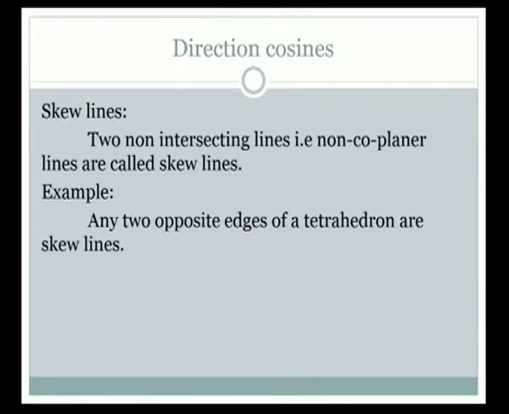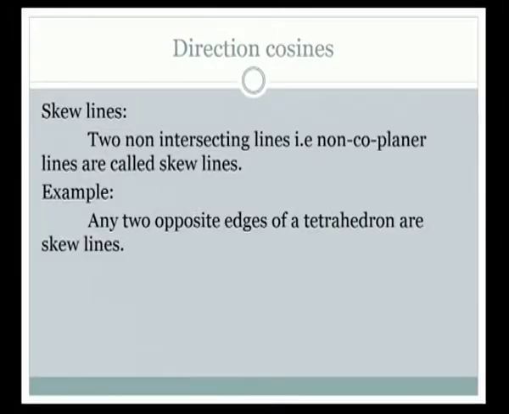Direction cosines. To understand the concept of direction cosines, we need to understand some important terms in the analytical geometry. Skew lines. The first term is skew lines. Two non-intersecting lines are called skew lines. Those two non-intersecting lines are non-coplanar lines. So, such lines are called skew lines. Examples of skew lines are any two opposite edges of a tetrahedron.